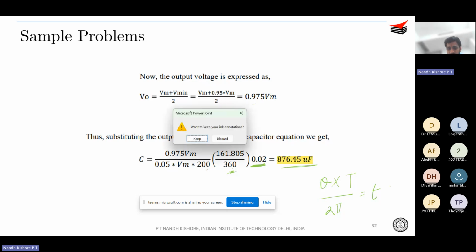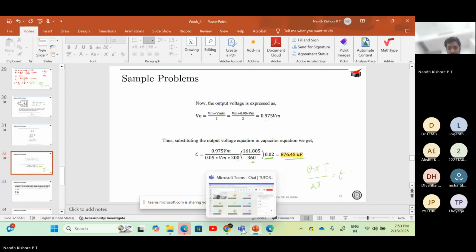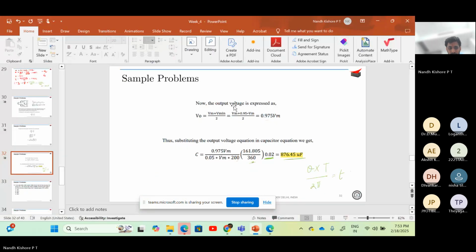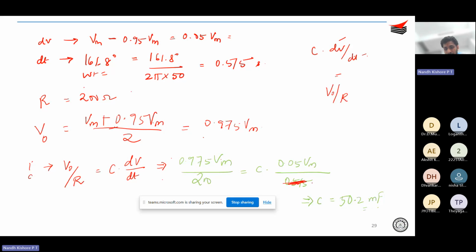Any doubts over here? We just needed to convert the angle to time properly. Any doubts? I'll just change this. This was not 0.515; it is going to be 161.8 divided by 360 into 20 milliseconds, 0.02. If you do that, you will end up with somewhere around 860 microfarad.